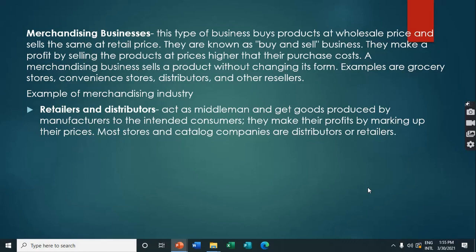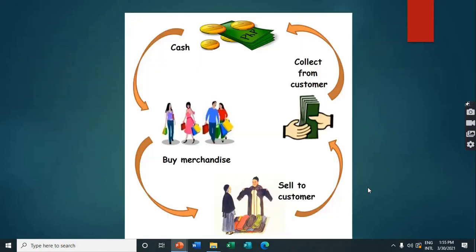So, most stores and catalog companies are distributors or retailers. Retailers ang tawag doon pag nag-buy and sell ka, distributor ka. Ayan, that is your business. Ang business mo is buy and sell. Yan ang merchandising business. Kaya may cash ka, pumili ka ng merchandise, and then you sell it to the customer, and then you collect the payment to the customer, and then nagkaroon ka ng cash. So, ganun lang yon, paikot-ikot lang. Pero, may tubo ka. Diba?